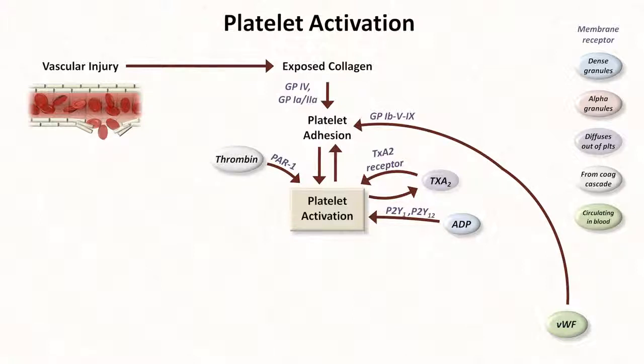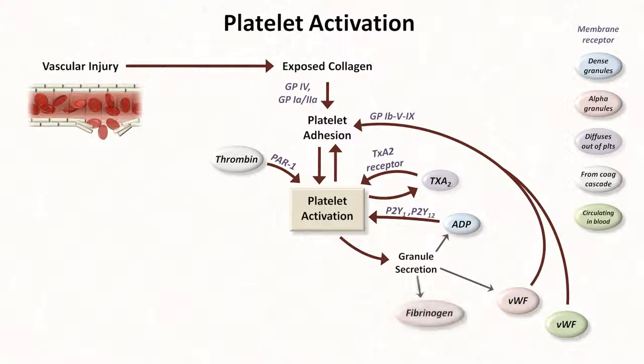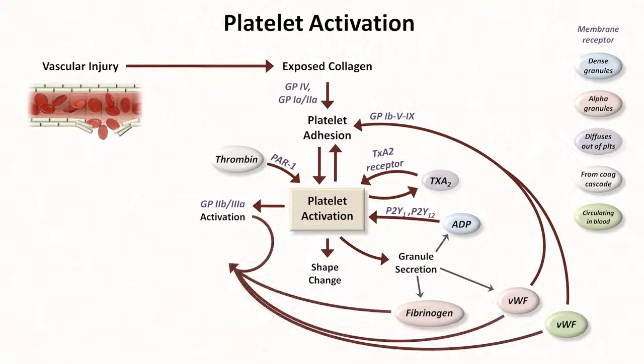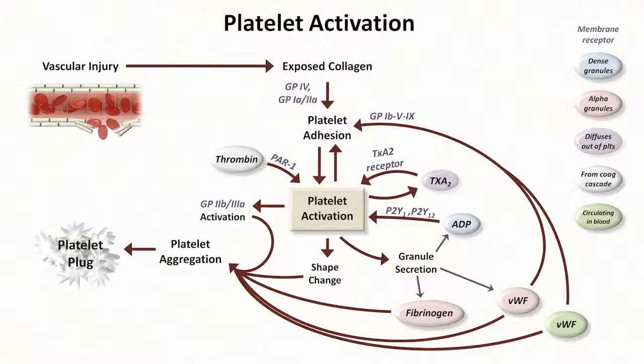Consequences of platelet activation include secretion of granules, which release ADP, more von Willebrand factor, and fibrinogen. Platelet activation also leads to their shape change, and it leads to activation of the GP2B3A receptor. Activation of this receptor allows it to bind fibrinogen and von Willebrand factor, which, aided by the shape change, results in platelet aggregation. The consequence of significant platelet aggregation is the formation of the platelet plug.